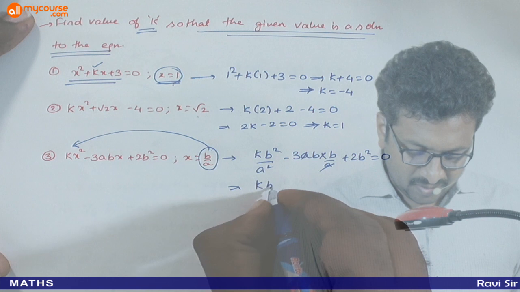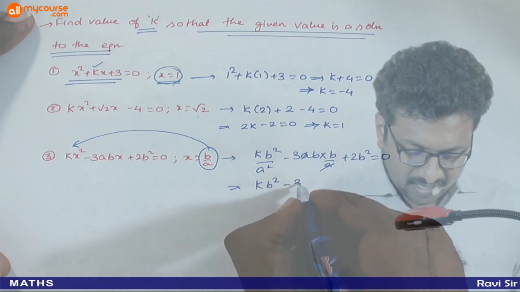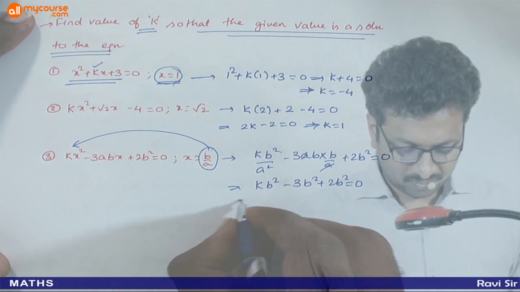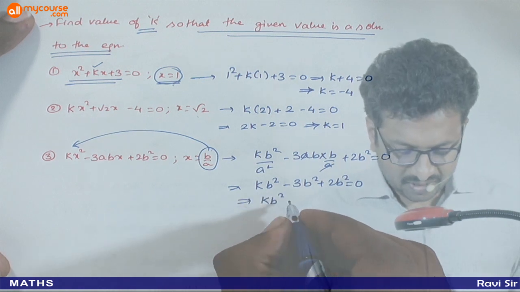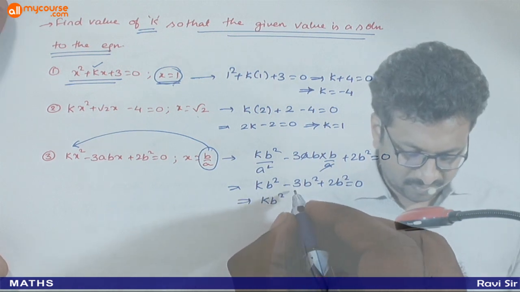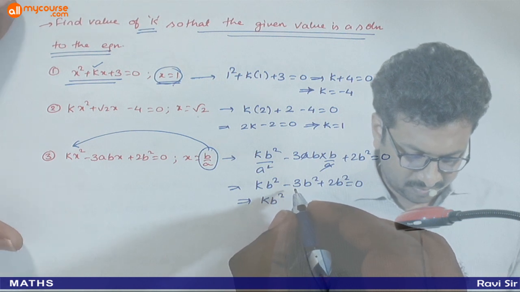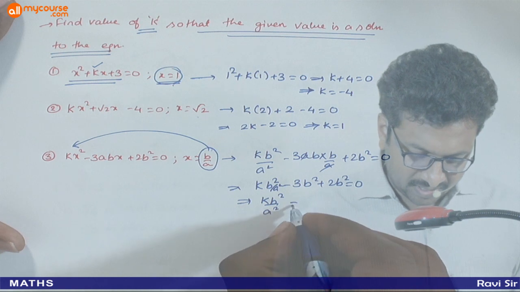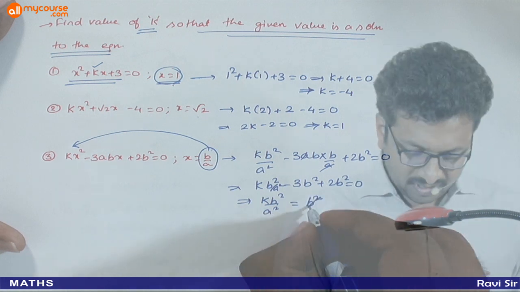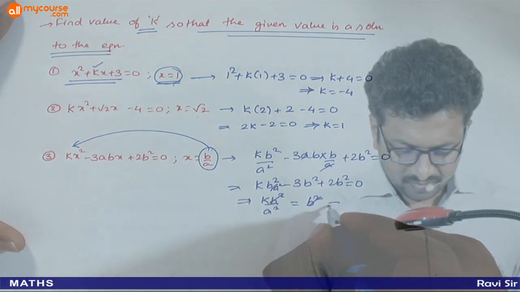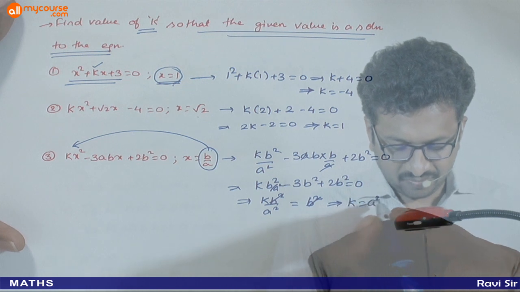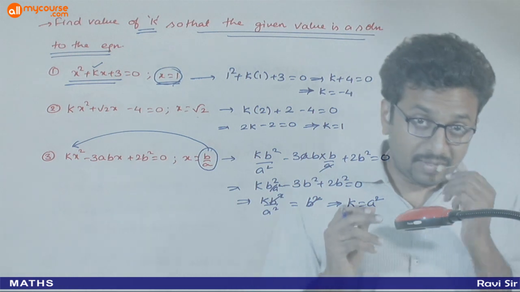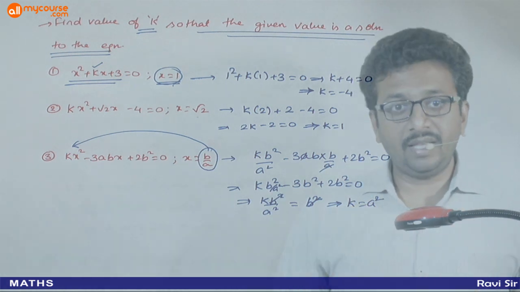So kb square minus 3b square plus 2b square is equal to 0. Sorry, kb square by a square. kb square by a square is equal to b square. b square gets cancelled, which implies k is equal to a square. So if the solution is given, you can find the unknown.